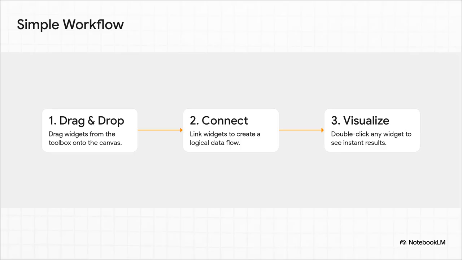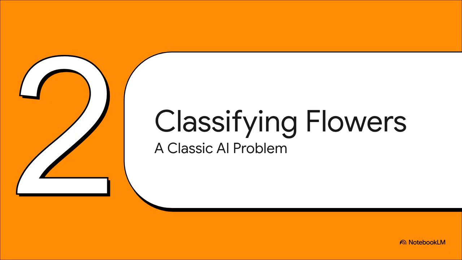And the process, it couldn't be simpler. You just grab a widget you need, you drag it onto the canvas, you draw a line to connect it to another one, and that creates your data flow. And at any point, you can just double-click a widget and see the results right away. It's instant. All right, enough theory. Talk is cheap, right? Let's actually see this thing in action.